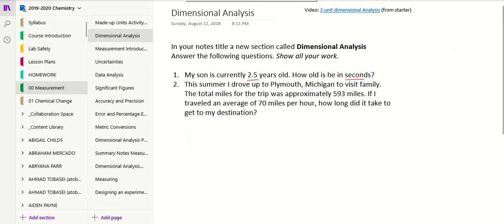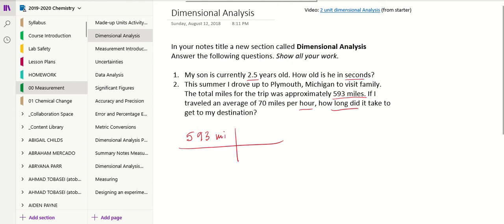So number 2, you're starting with what here? You're given 593 miles as the distance between Plymouth, Michigan and where I live. So, where do we have to get to? So in this case, how long? I don't really tell you what unit of time I want, but I need a unit of time. Hours works. How do we get to hours from miles?